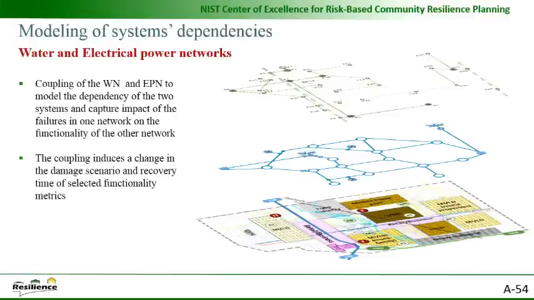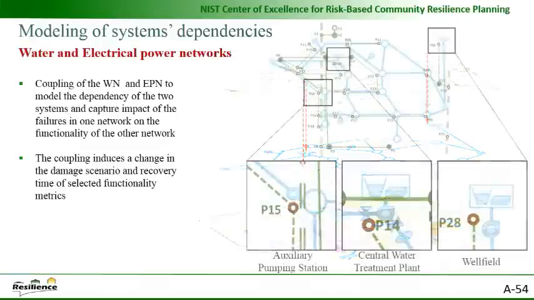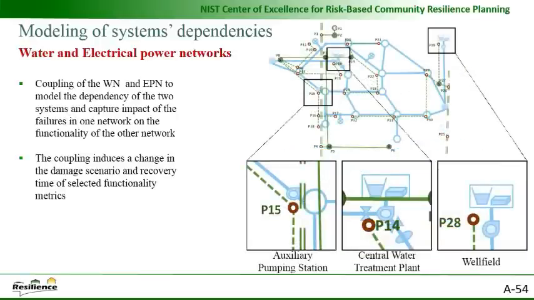The water and energy and power networks have been coupled to model the dependency of the two systems and capture the impact of the failure in one network on the functionality of the other network. With reference to the Centerville testbed, we first identified the areas of Centerville that need energy supply, namely the auxiliary pumping station, the pumping station at the central water treatment plant, and at Wellfield, and link these nodes to the energy and power network. Preliminary results show that the coupling induces a change in the damage scenario and a delay in the recovery time of selected functionality matrix.